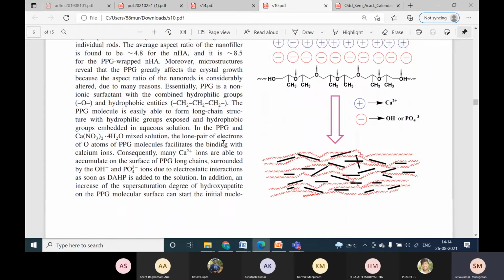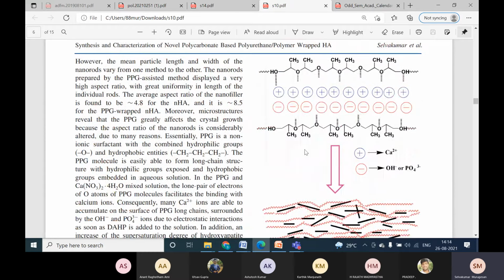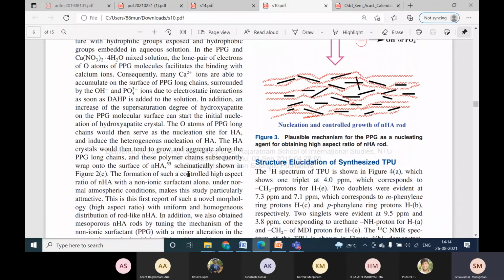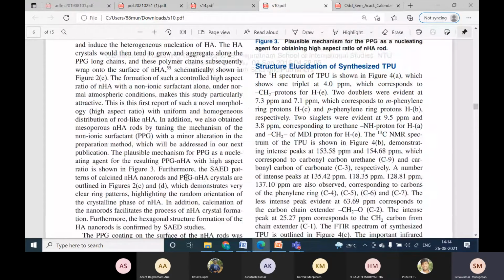Fine. So just read out. A lot of chemistry is involved, like how the van der Waals force is helping to grab those PPG molecules, and as a result, once the charges get equalized, the nucleation will be pushed towards a certain direction. As a result, the nanorod aspect ratio will be increased.